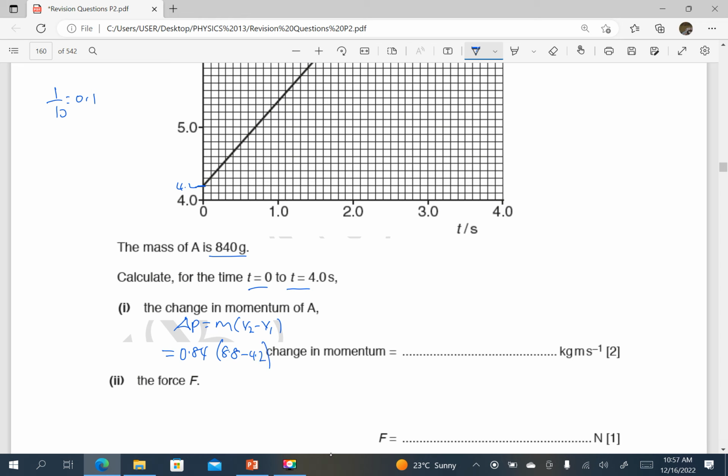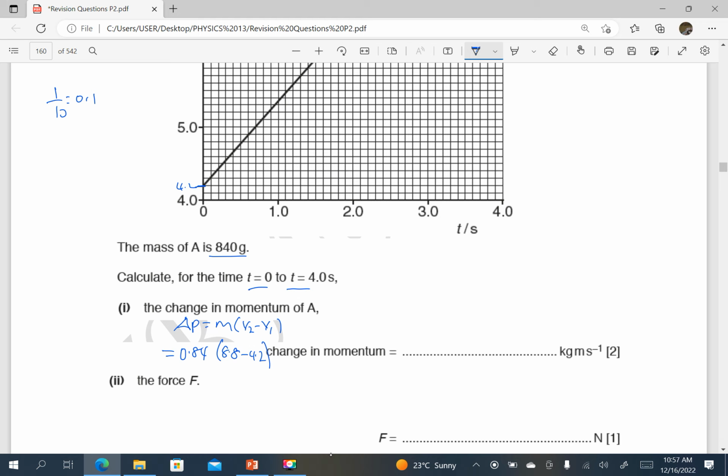So 8.8 minus 4.2, I multiply this by 0.8, and this gives me the change in momentum as 3.9 kilogram meters per second. Then the force. Remember, we have already defined force as the rate of change of momentum. So since the force is the rate of change of momentum, this will be 3.9 divided by the change in time. The time is from 0 to 4, so that is 4.0.